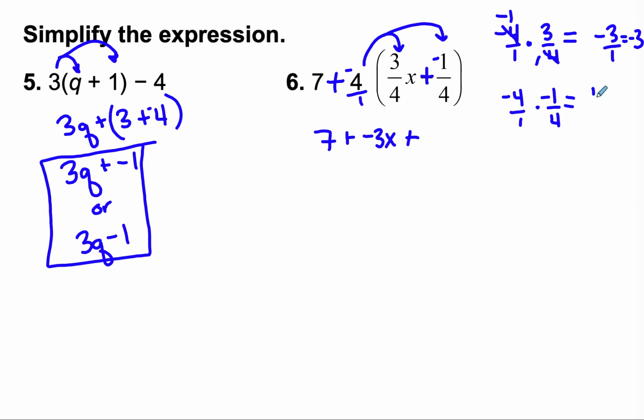-4 times -1 is +4. Same signs, answer is positive. 4 times 1 is 4. 4 over 4 is 1. So I have a +1 here.